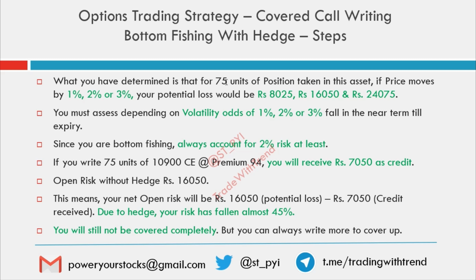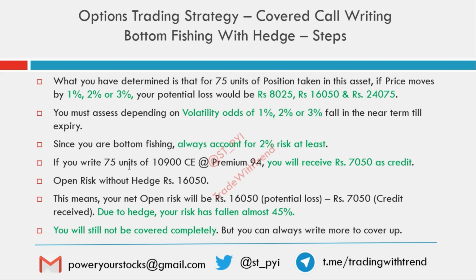Because 75 is the shares that I've bought in that particular stock. So once I write or sell the 10,900 call option, I receive a premium of 94 rupees. So 94 into 75 would be 7,050 rupees as a credit because I'm writing a call option here. In case I don't create this position, my open risk without hedge is 16,000 rupees because I'm accounting for at least a 2% fall in my stock when I buy the stock.